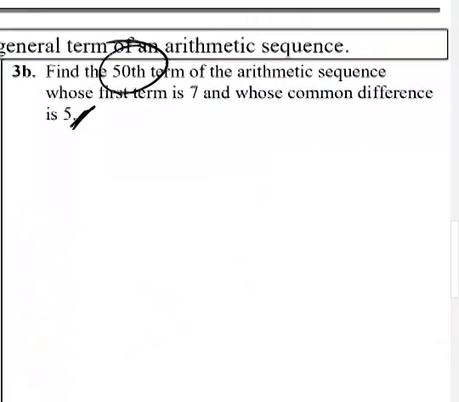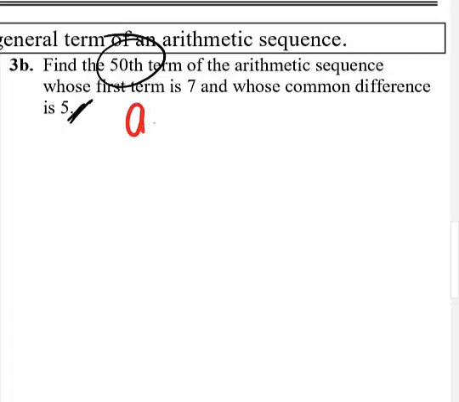And then the next one, the 50th term, now I'm really glad I'm using the general term here, because I don't want to have to write out 50 things to figure it out. The formula says it's the first term plus n minus 1 times the common difference. So let's see, what did they say was the first term? No, not that.